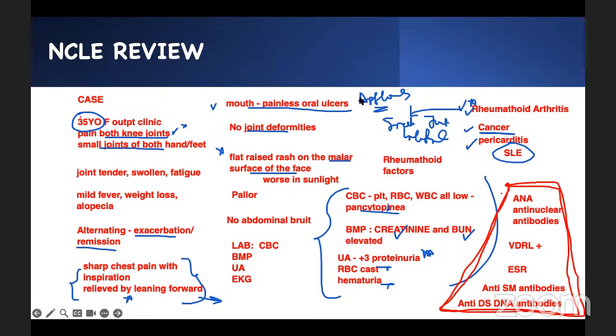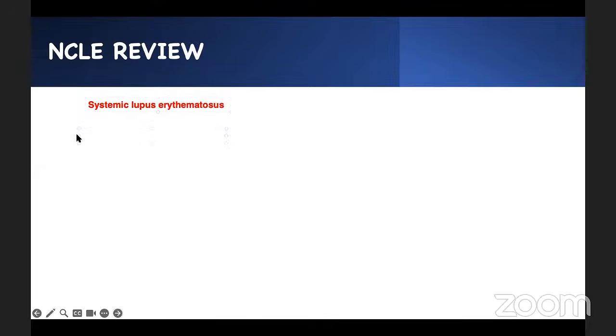And if they give you a case study, this is what they will include. Key features: the rash is photosensitive, right? So it's worse on sunlight. And it's very erythematous. We call it Malar rash. Some people call it butterfly rash. Why? It crosses the bridge of the nose. That's why it's called like that. So it crosses the bridge of the nose.